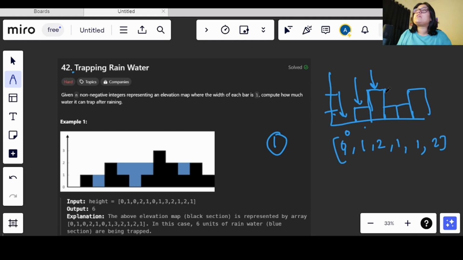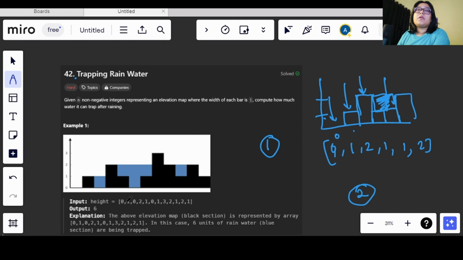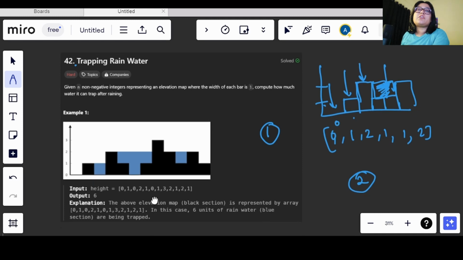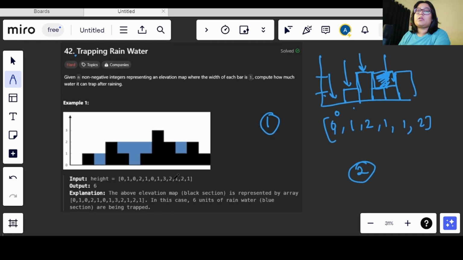So here we can see a depth is being created, right? Whatever water can be trapped there will be trapped here only. So we will have 1 unit of water and 1 unit of water here, so a total of 2 units of water can be stored here. Now let's see one more example. Here the example given is 0 1 0 2 1 0 1 3 2 1 2 1. Let's move on.